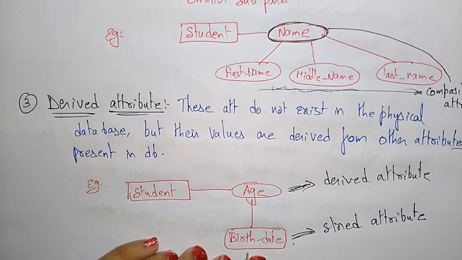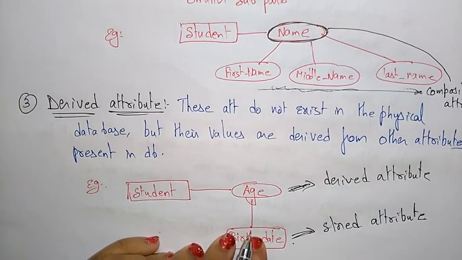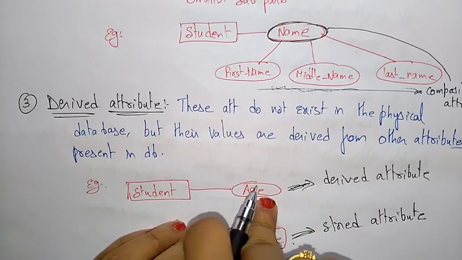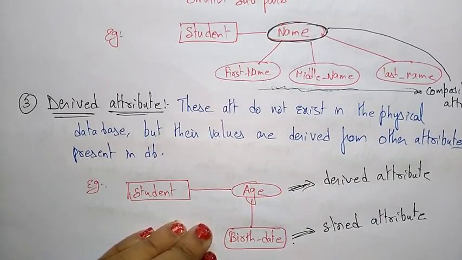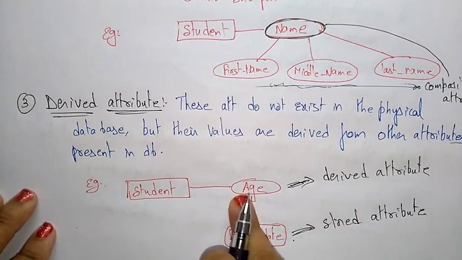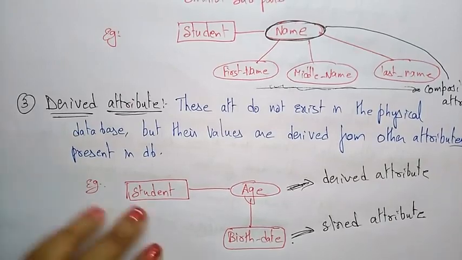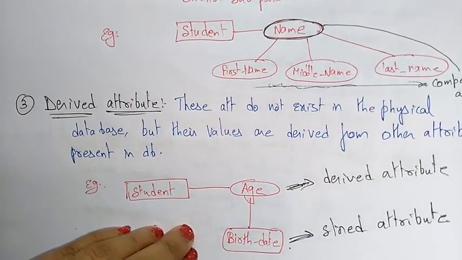So this is stored in the database. So with the help of this birth date, we are deriving the age. So this birth date, you call it a stored attribute, and this is a derived attribute. Now coming to the next type of attribute, that is the single valued attribute. Let us see the fourth type of attribute.